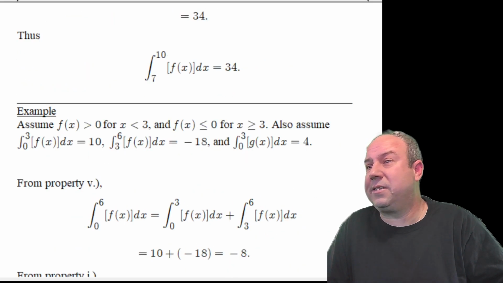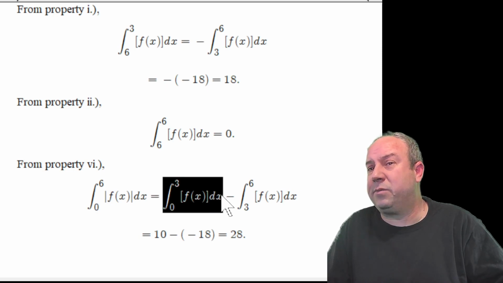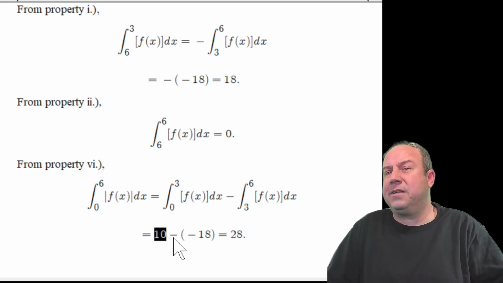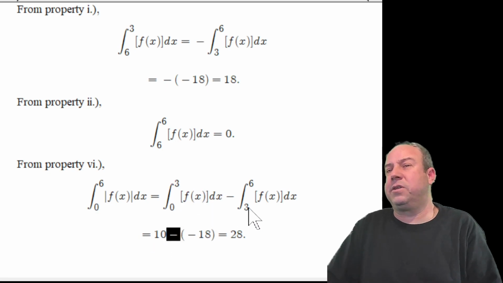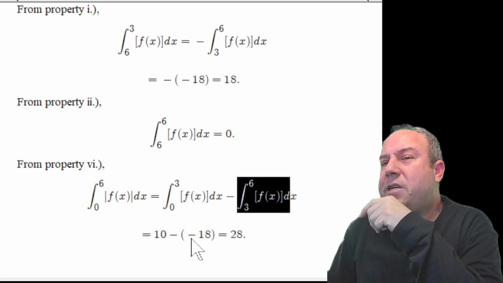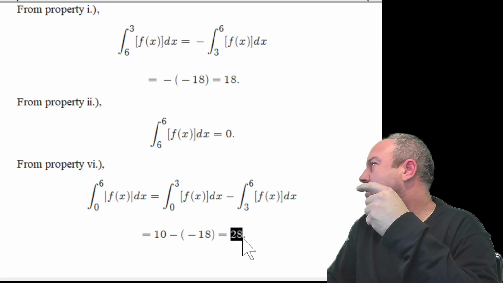Well, here in this example, the region that forms above is from 0 to 3, as we had noted earlier. So that's the 10, minus the region that forms below for 0 to 6, which would be the region that forms from 3 to 6. So we're going to take away negative 18, which gives us the absolute value's result of 28.